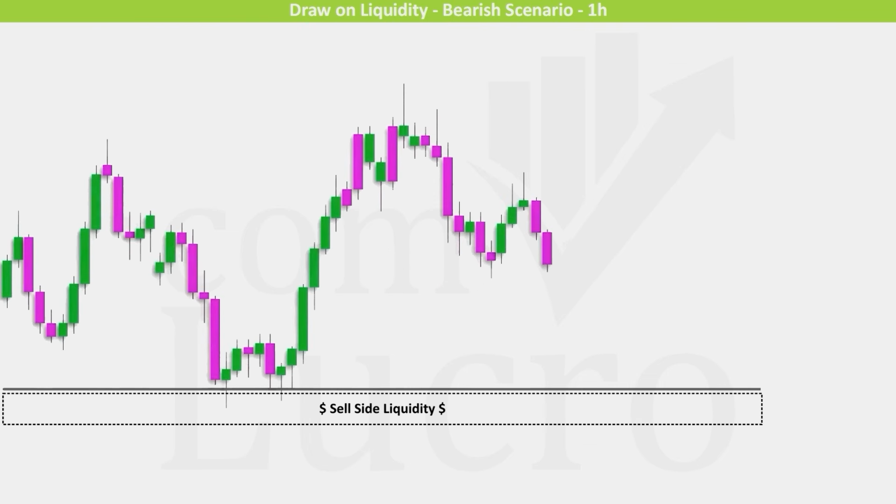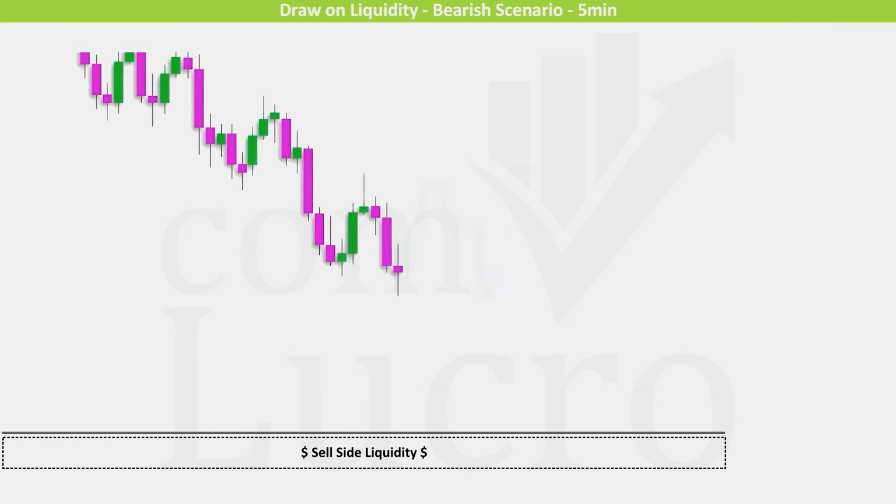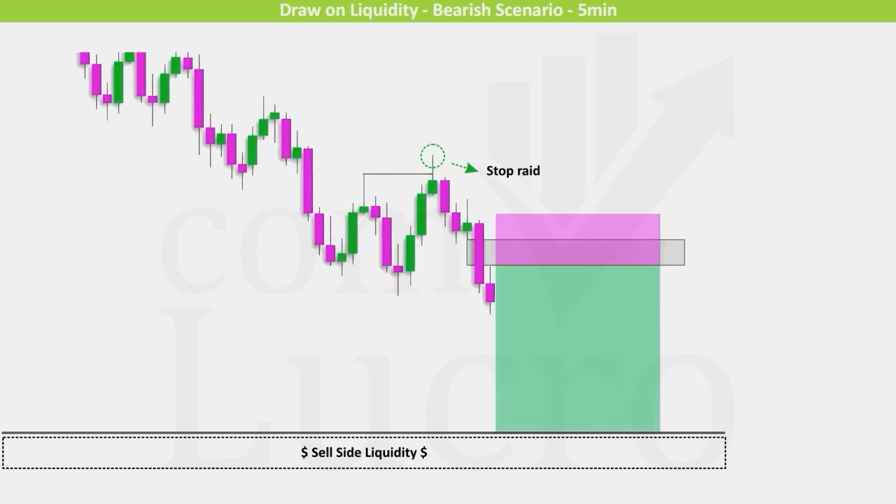In a bearish scenario, the logic remains consistent and simply flips direction. First, identify a key liquidity zone that price is moving toward. Then switch to the 5-minute chart and wait patiently for a stop raid above a recent swing high. After that, locate a fair value gap and place a sell limit at the beginning of the FVG, positioning your stop loss just above it for protection.